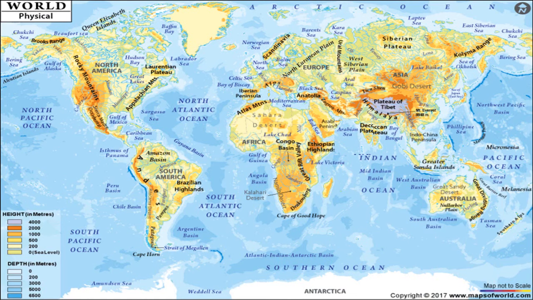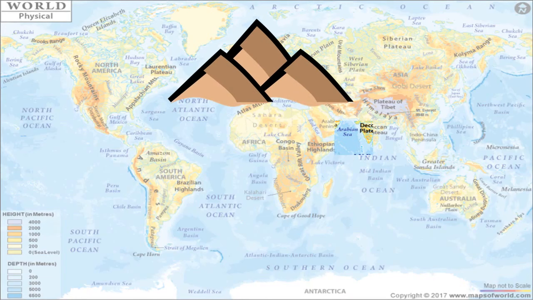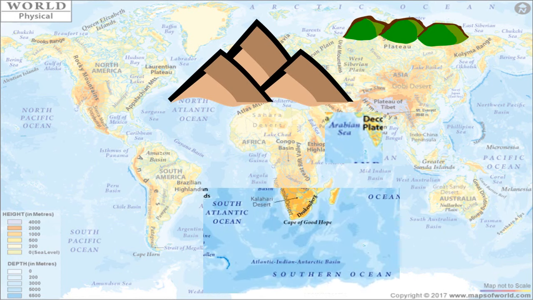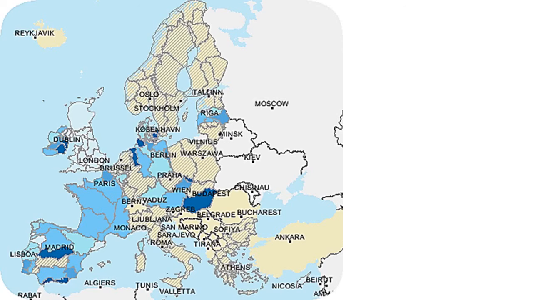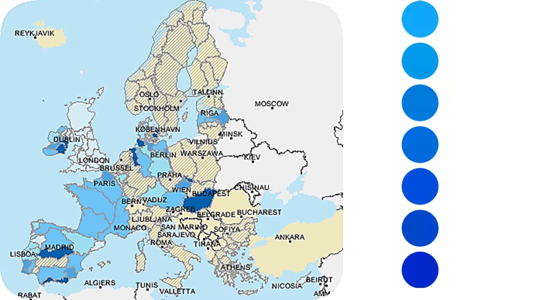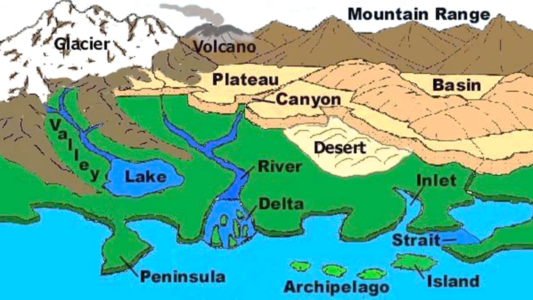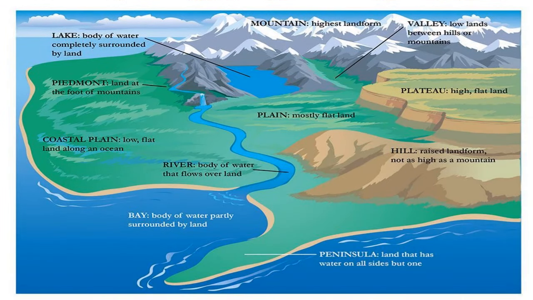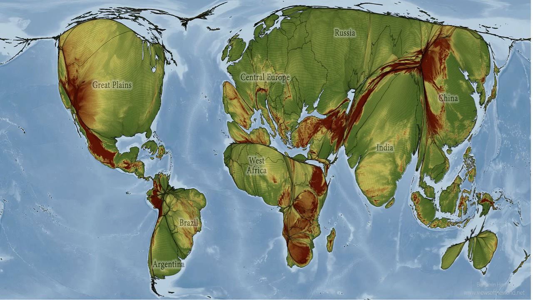Colors. Colors are used in maps to show different physical features, such as mountains, hills, seas, and oceans. Water bodies are shown in different shades of blue. Mountains, hills, and plateaus are shown in shades of purple and brown. Plains are shown in shades of green.